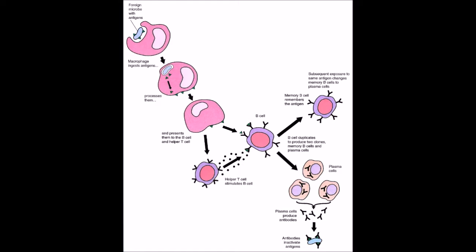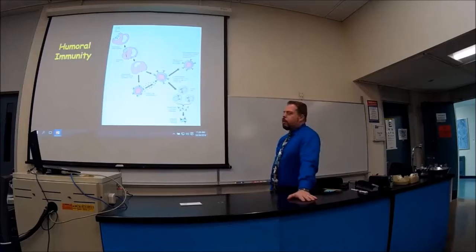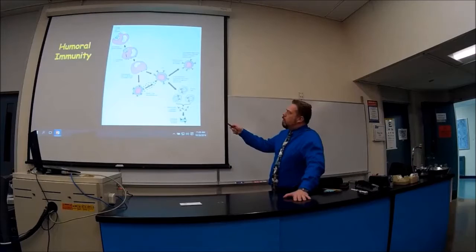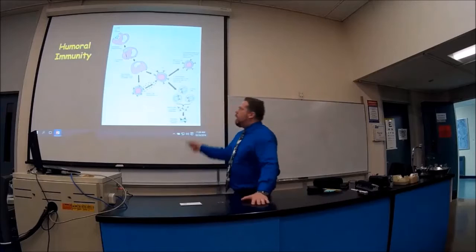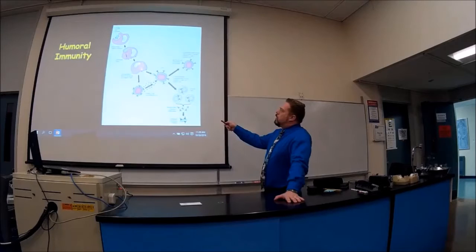Here you've got a macrophage that's going to see a bacteria up there. It's going to engulf that bacteria, break it all up and dispose of the debris, but it's going to have a little piece of it sticking out here to present it, because this macrophage is part of the innate or the non-specific immune system. But it needs to present it to the acquired immune system. So in a case like this, it's going to present it to a B cell.